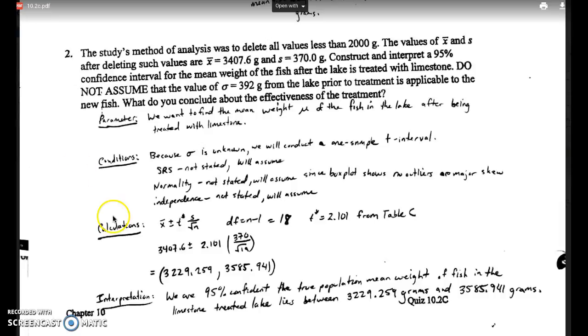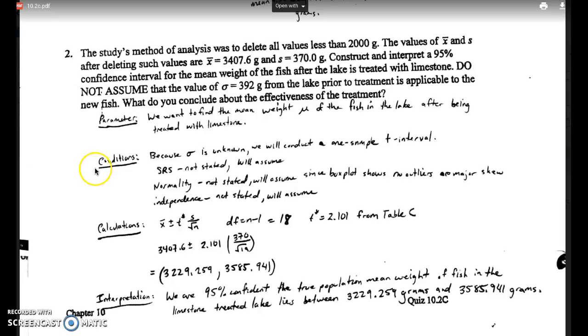So, because we're doing a confidence interval, we need to follow the 4-step process. The first step being parameter, second being conditions, third being calculations, and fourth being the interpretation. Our parameter in this problem is we are trying to find the mean weight, mu, of the fish in the lake after being treated with limestone.